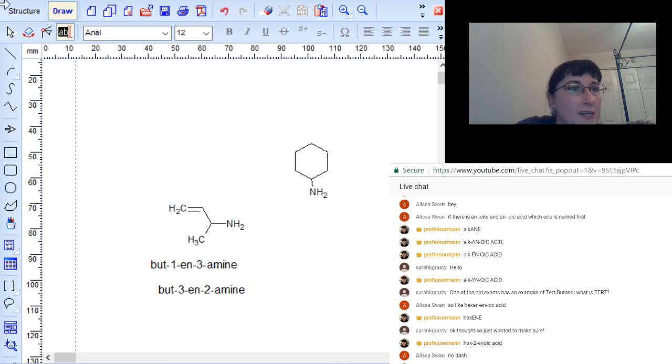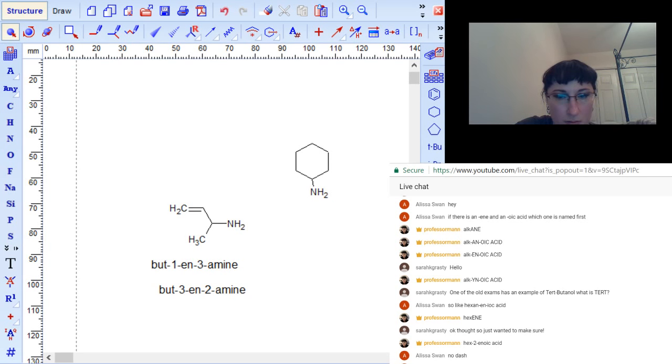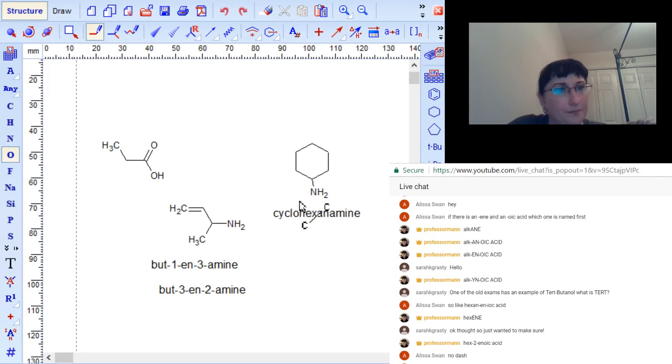Now, Sarah, like what you were asking, let me circle that one, and this is just under Tools, Generate Name for Structure. So if you notice, they didn't put any number with it because it's at the end. And if you have a carboxylic acid, it won't number that one either.